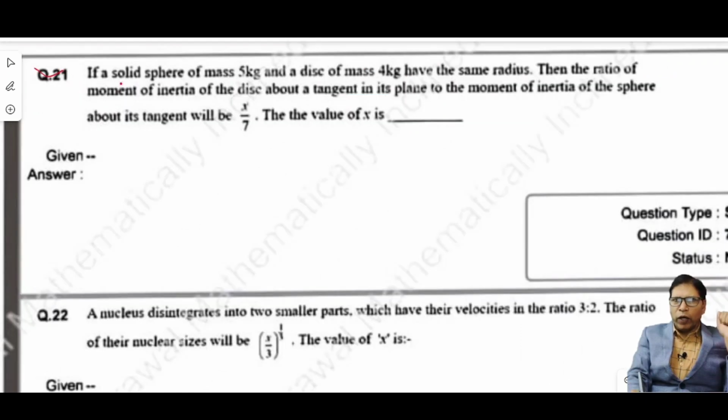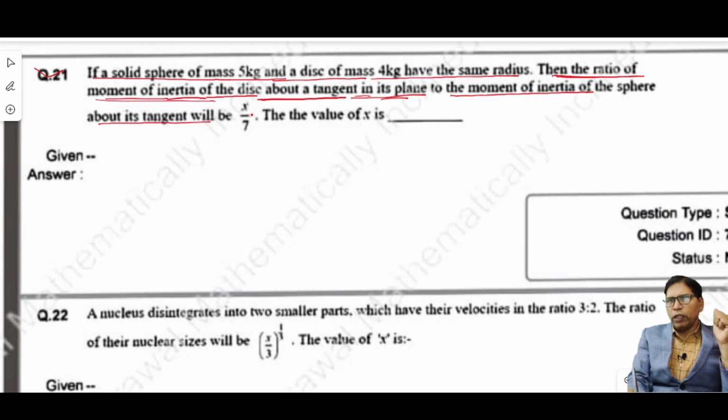Look at this, question 21. A solid sphere of mass 5 kg and a disc of mass 4 kg have the same radius. The ratio of moment of inertia of the disc about tangent in its plane to the moment of inertia of the sphere about tangent will be. Now look at this, the moment of inertia. Now look at this, this is a disc.